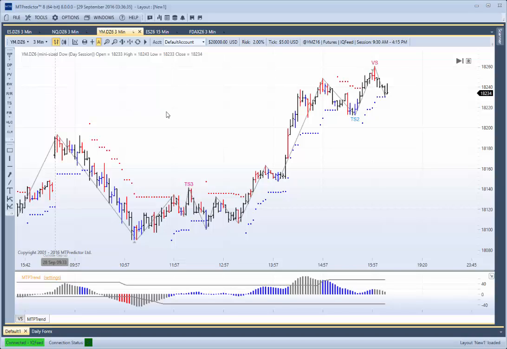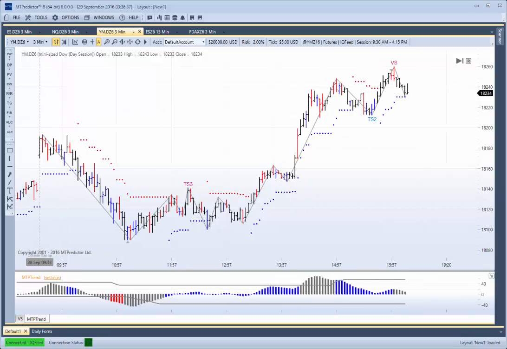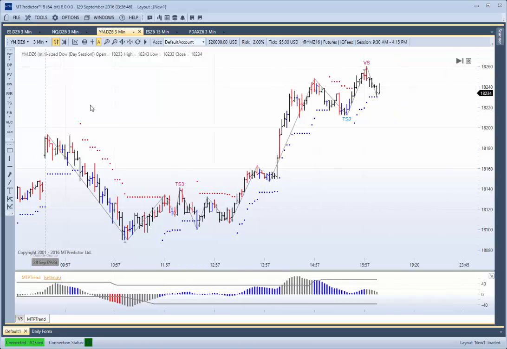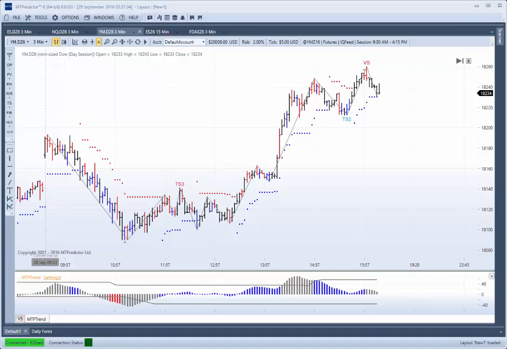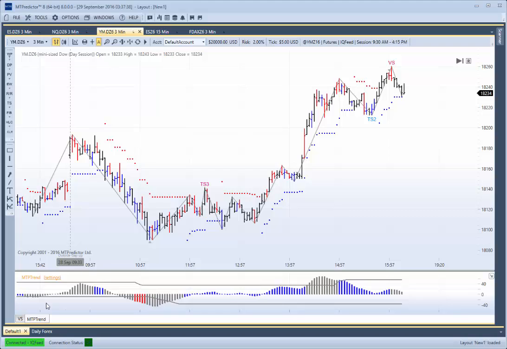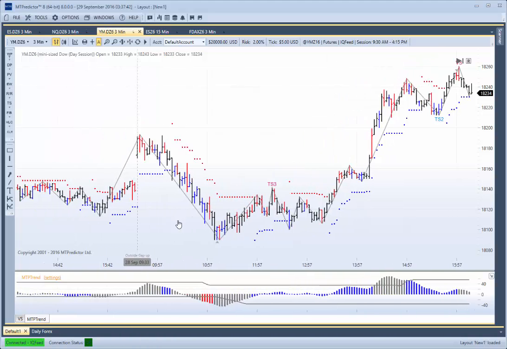For you guys who are new, we'll be looking to follow our new MTP trend indicator, which we have here in our new upcoming MTPredictor version 8, and then also in our NinjaTrader 7 and NinjaTrader 8 add-ons. So let's look at how this unfolded. Remember, our MTP trend indicator works off our major support zones.